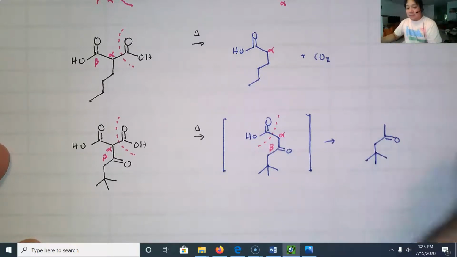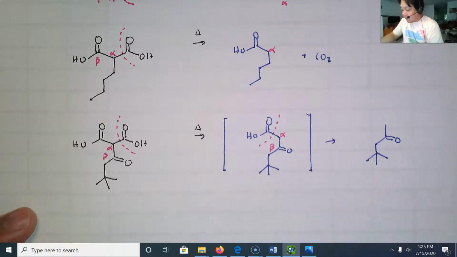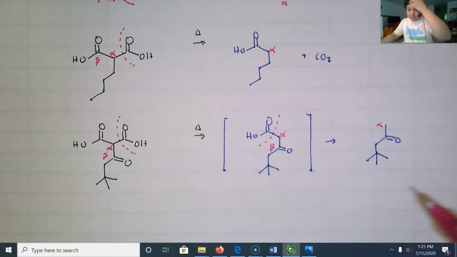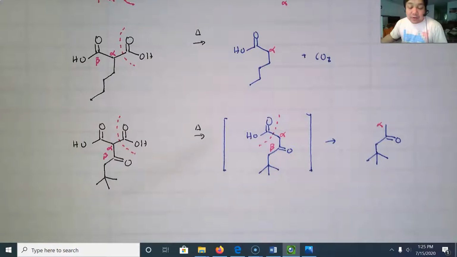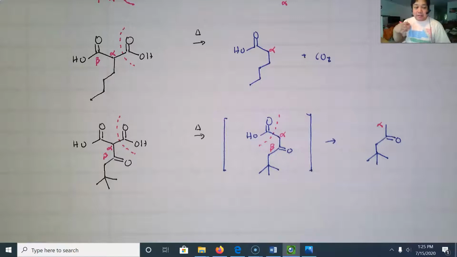You can make it look fancy, rotate it if you want. But again, you're keeping the alpha carbon. Alright, so if you have a chance to remove multiple carboxyl groups, go ahead and do it, but it has to make sense. It makes sense when a carbon-oxygen double bond is beta to the carboxyl group that you are proposing to remove.